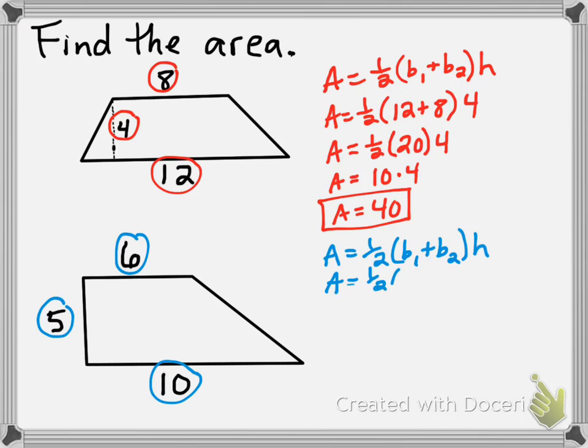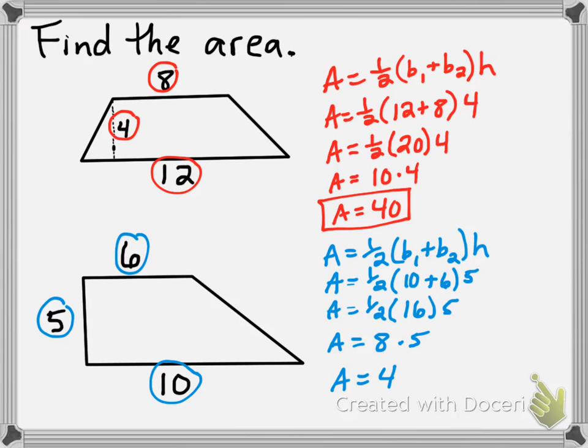So you get 1/2 of 10 plus 6, times 5. So that's 1/2 of 16 times 5. Now notice this time, it would be harder to multiply 16 times 5 and then take half of that than it would be to just take half of 16, because half of 16 is 8. And then we can all do 8 times 5 in our head. So the area is 40.